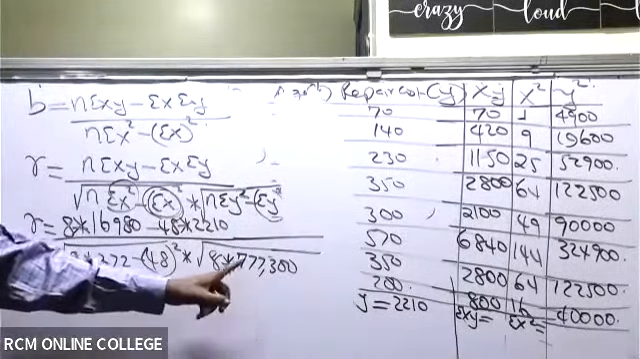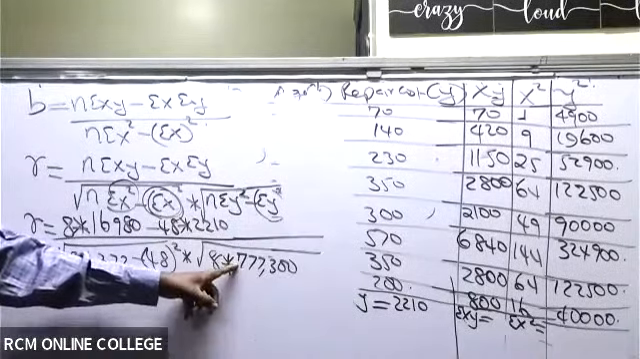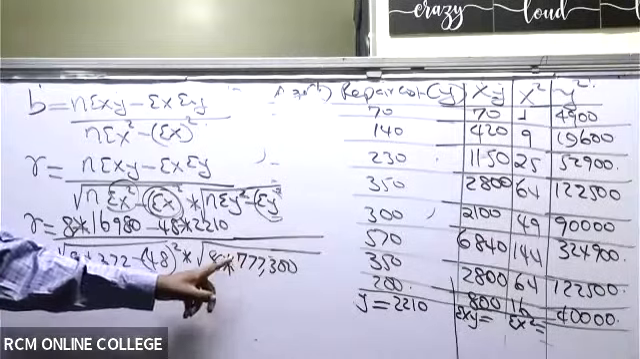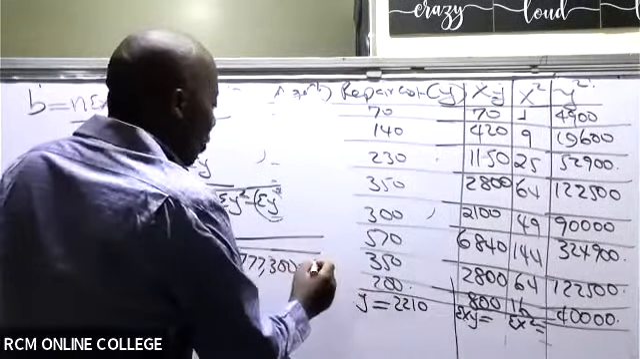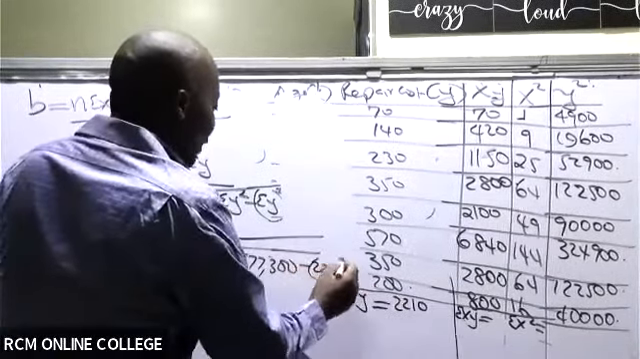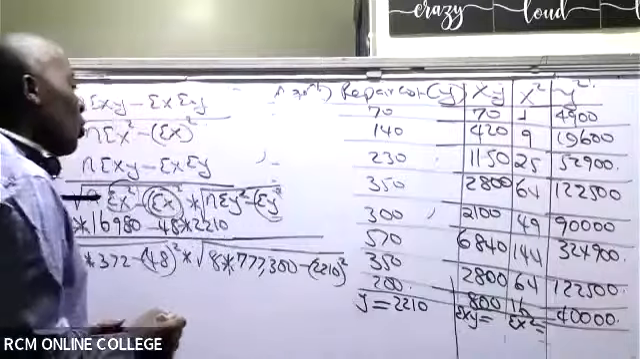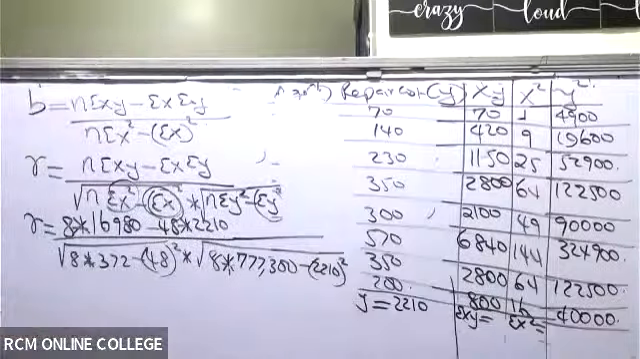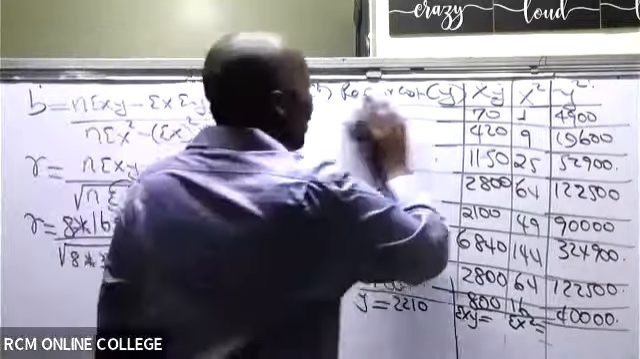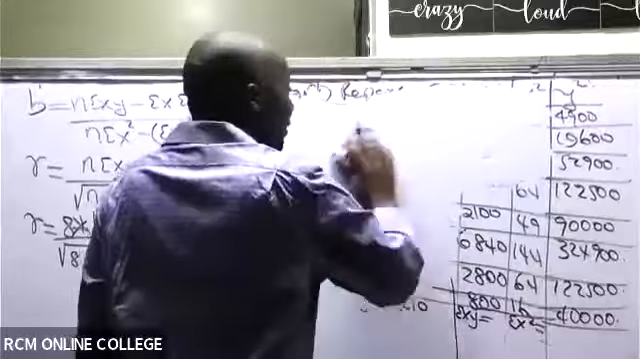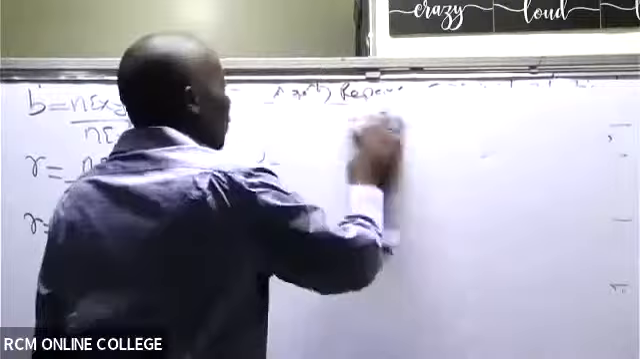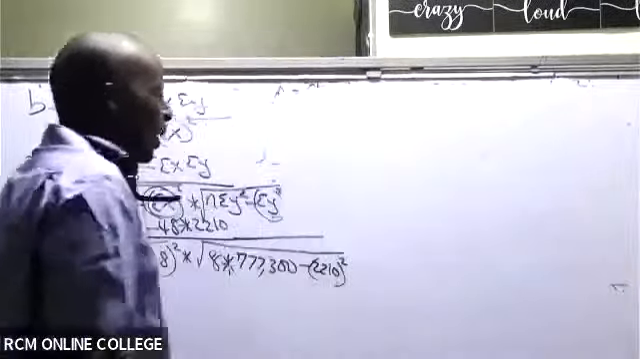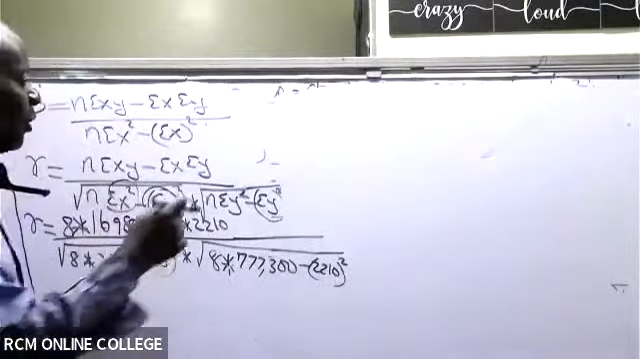Are you able to remember this number, 777,300? Yes. Minus summation of y that I have here, 2210. Now you square this. It may look very big, but trust you me, it is very useless. It's a very simple thing. So then my R will be equal to what?